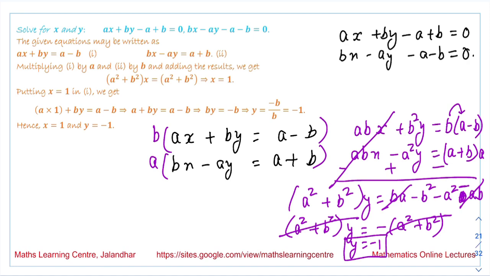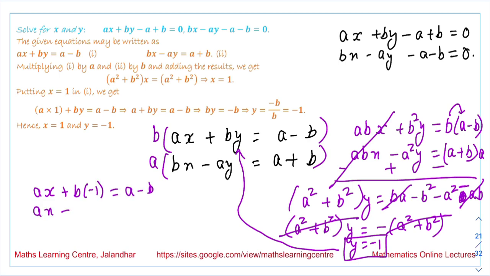Now we substitute this value y is equal to minus 1 in the first equation. So what we get is that ax plus b into minus 1 is equal to a minus b. So ax minus b is equal to a minus b. These two get cancelled and we get x is equal to 1.